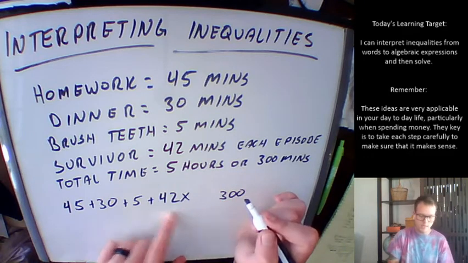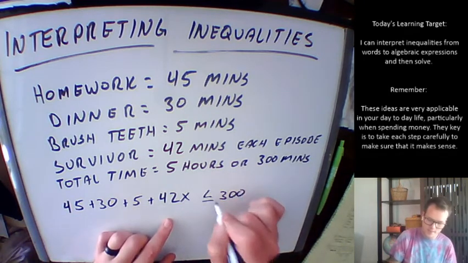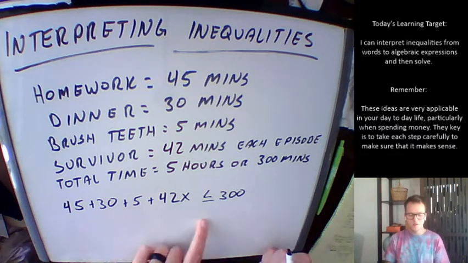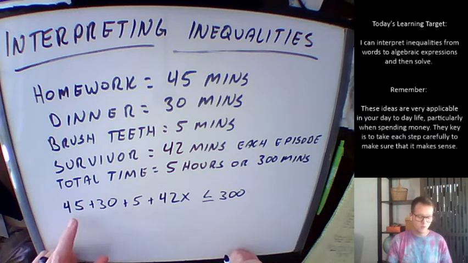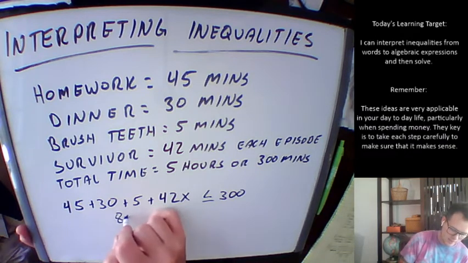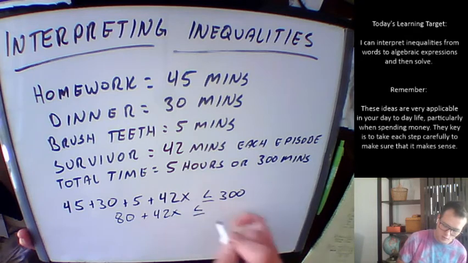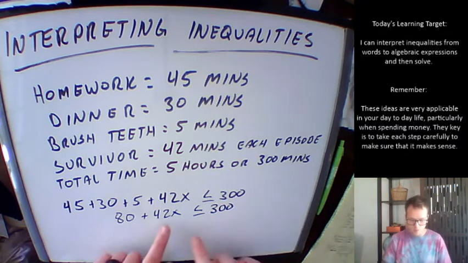So our total time of activities, homework and TV and whatever, is going to be less than or equal to this 300 minutes. And now we have to solve. This one looks more complicated than the last one, but it's really just because we need to combine like terms. So we'll do 45 plus 30 plus 5, and we learned that that's 80. So there's 80 of our minutes already taken up, plus 42 minutes per episode, which is less than or equal to 300 minutes. Okay, now we're trying to get this x by itself.